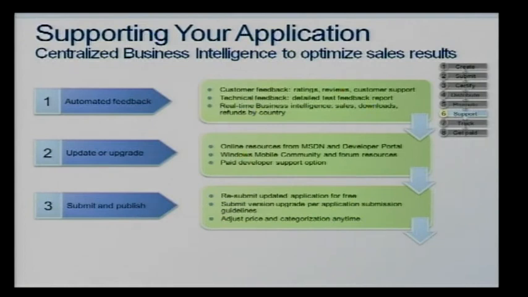Submit and publish. You can resubmit an updated application for free. So if you find something in it that you thought maybe a spelling error or a field that was incorrect, you can now go back and do that. And you can also submit version upgrades as per the deadline. You can submit a version upgrade per application submission as in the guidelines. And finally, you can adjust price and categorization anytime.